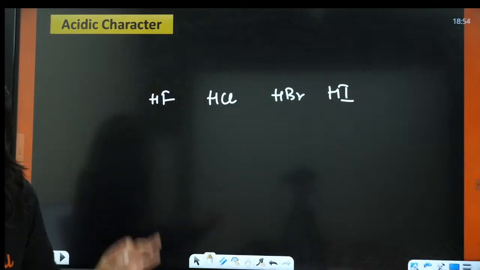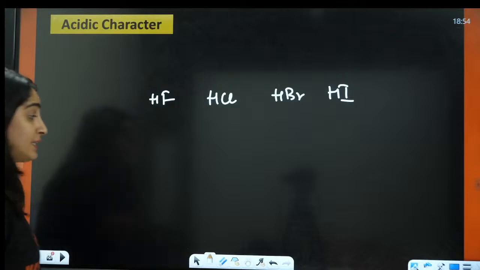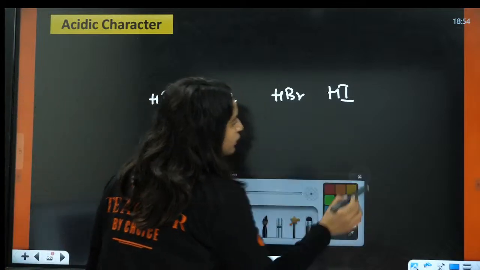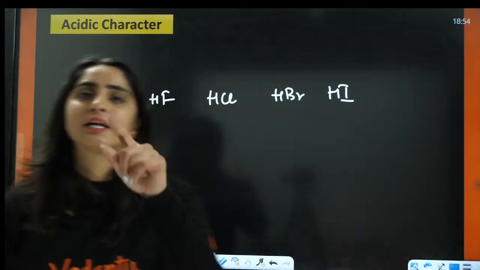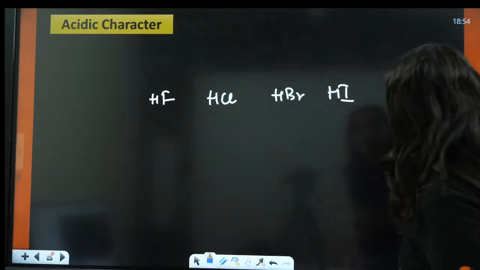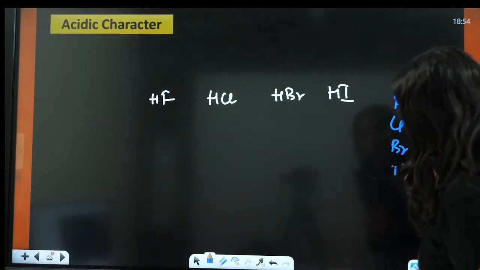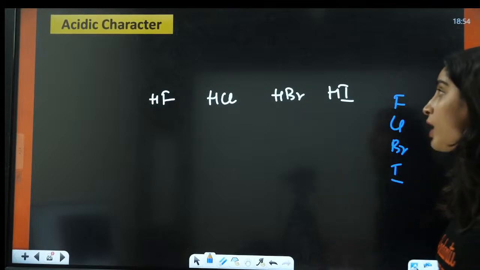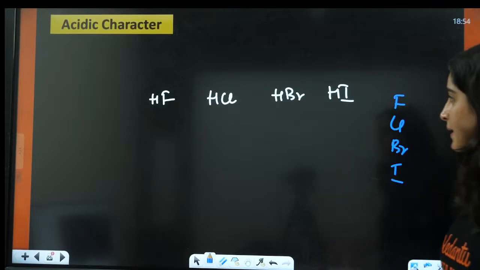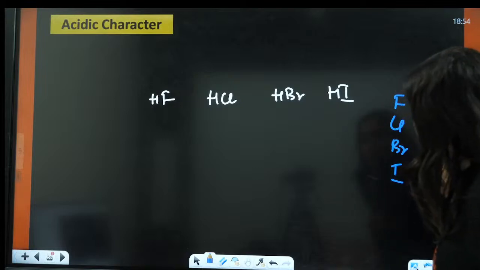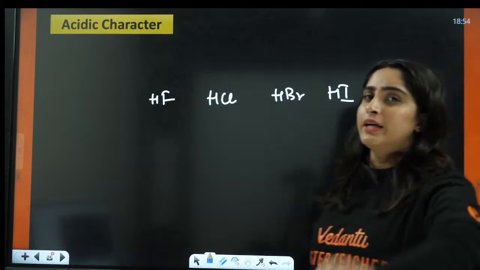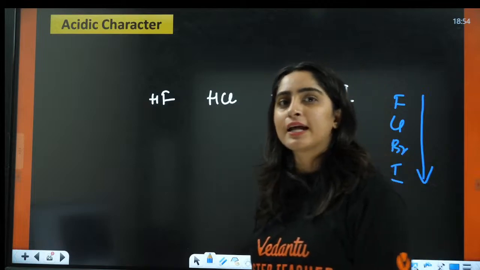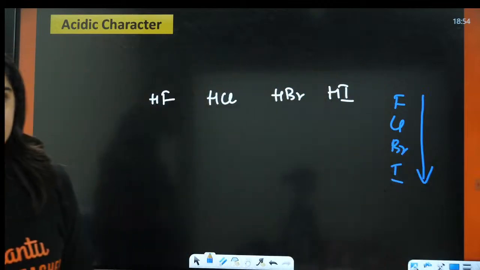Here, they do not belong to the same period; they belong to different groups, right? You have fluorine, then chlorine, then bromine, then iodine, right? They belong to different groups. So what will be the case here? Now, down the group, you don't need to see the electronegativity. Don't see the electronegativity in this case, right?